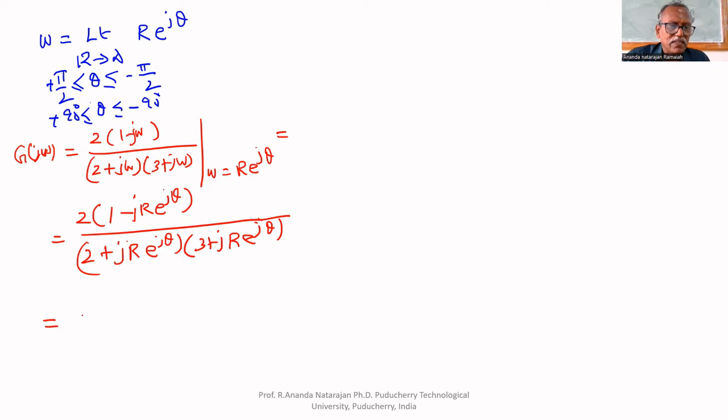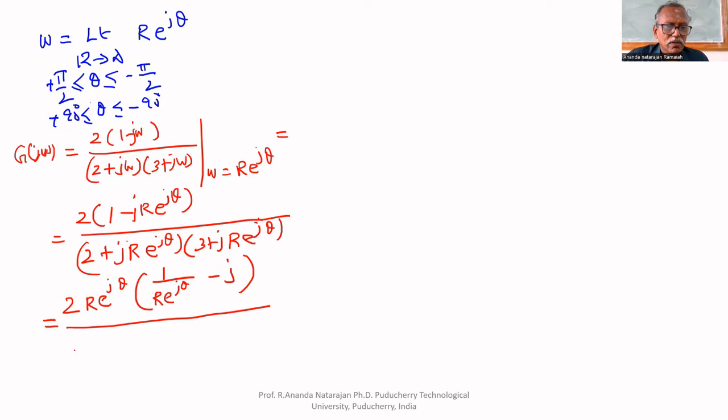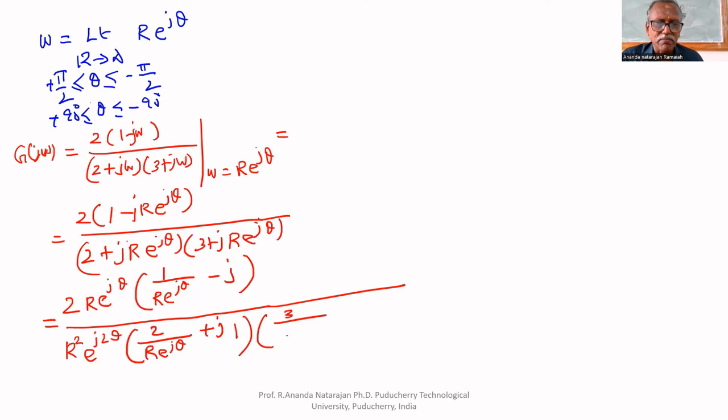If you take R e power j theta outside, what will you get? 2 R e power j theta times 1 by R e power j theta minus j, whole divided by, taking R from each factor, R square e power j 2 theta times 2 by R e power j theta plus j, and again 3 divided by R e power j theta plus j.